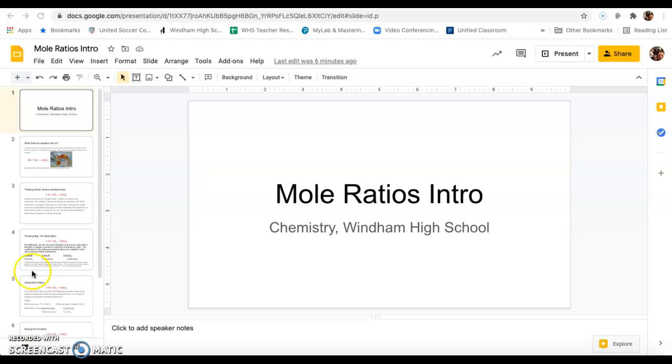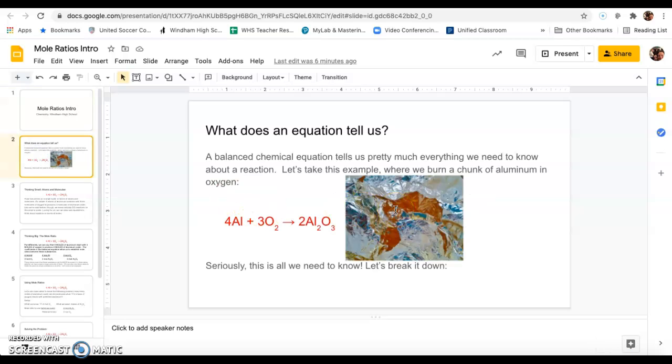So, I've come up with a little example here, and I want to backtrack a little bit to talking about balanced equations. Let's say we have a chunk of aluminum foil, and we want to burn it in oxygen. And we can actually predict what's going to come out of that based on what we know about chemistry. The reaction that would result here is right here in the middle of the page. We have the balanced equation right here. This would be a representation of what that might look like.